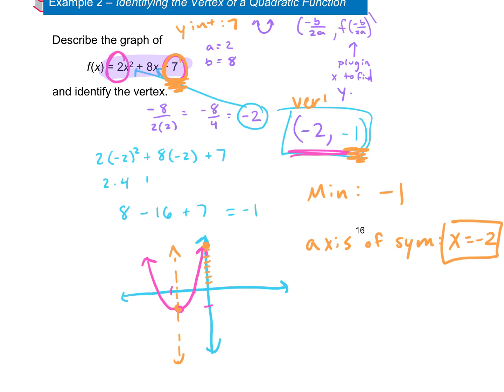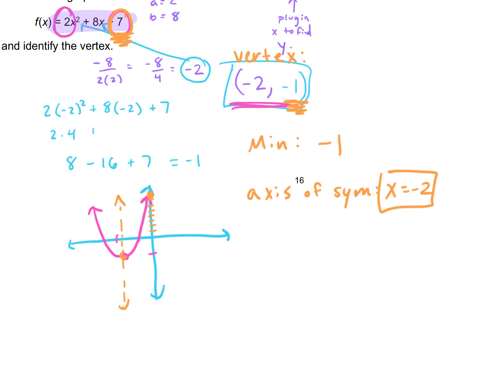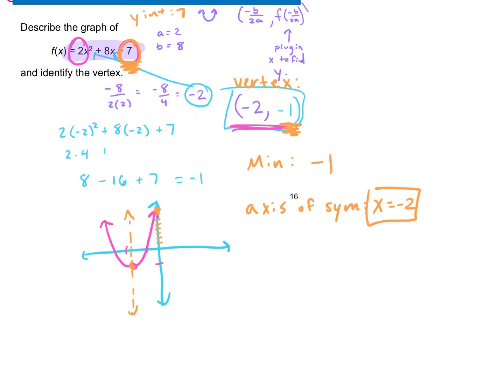So this was our vertex. One last thing that I'm going to make you find here, even though this question doesn't really ask for it, is to put this into vertex form. So how do you think I would write this in vertex form? My vertex form is y equals a times (x minus h) squared plus k. Well, you have your h and k already.